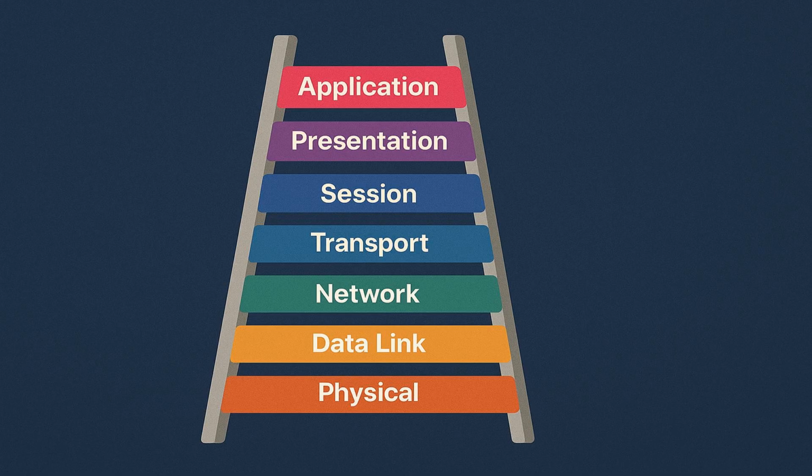There are 7 layers in the OSI model. Each one represents a step that data goes through as it moves from your computer to another, or vice versa. We'll go through them one by one from the top down.